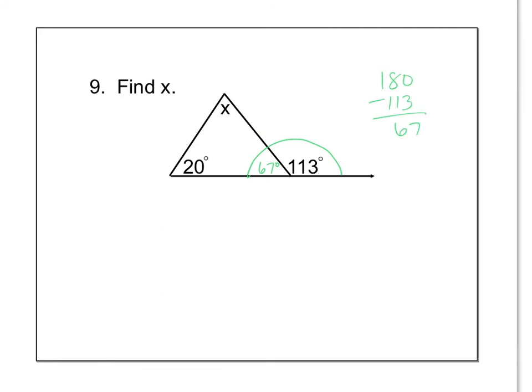Once you know that, then you can use the triangle, and in the triangle it's going to be 180 minus 67 minus 20, which is 93. So x is 93.